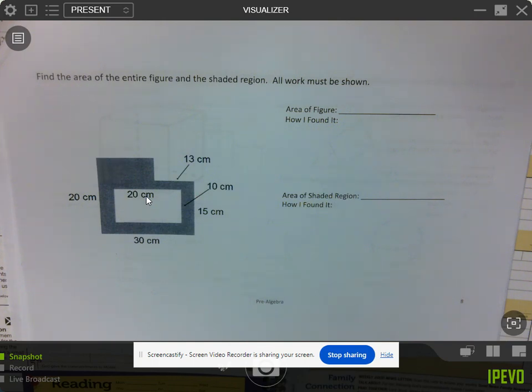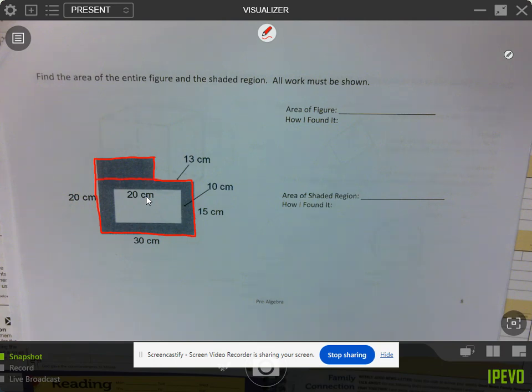We need to find our full figure area. The full figure is the whole outside shape. This is an abnormal shape. I can't just look at it and say, oh, this times this gives me my full area. What do I have to do? Lucas?